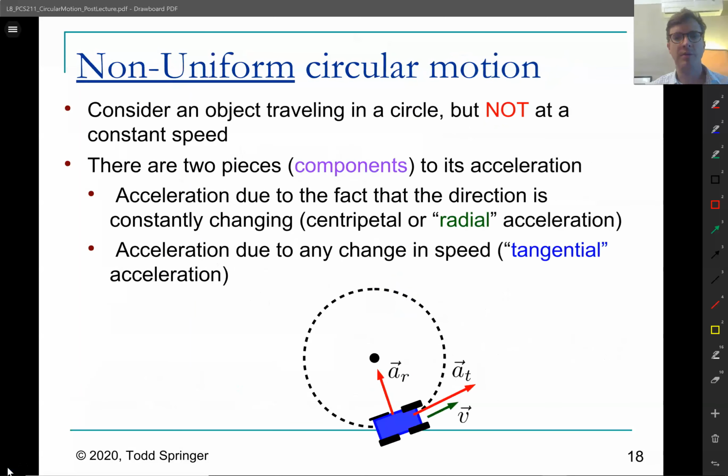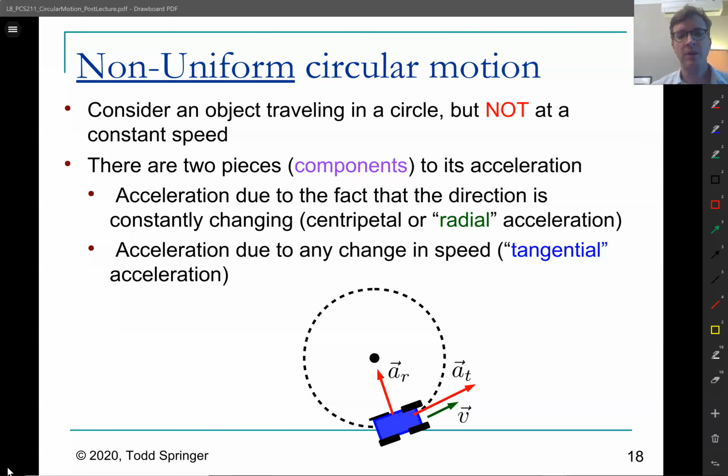Let's talk now about the more complicated case of non-uniform circular motion. That's an object which is traveling in a circle, but not at a constant speed. So it could be speeding up or slowing down and moving in a circle. So you're going in a circle and maybe you're speeding up as you're going in the circle, right? Or you're going in a circle and then you're slowing down but still traveling in the circle.